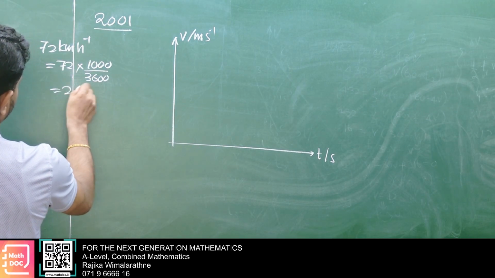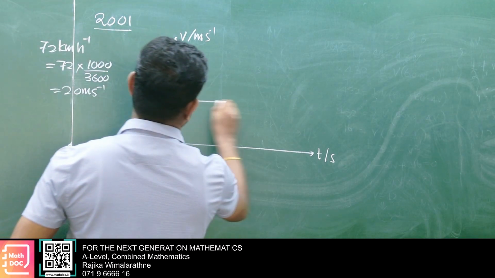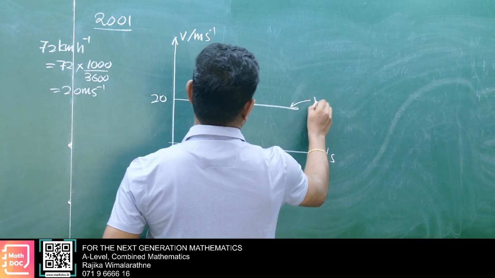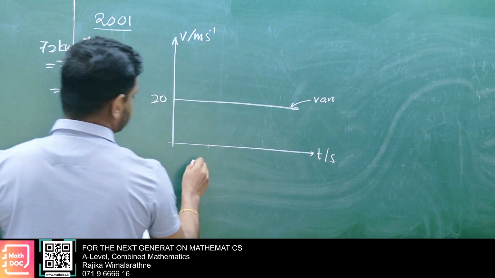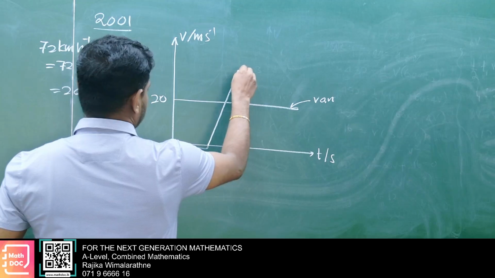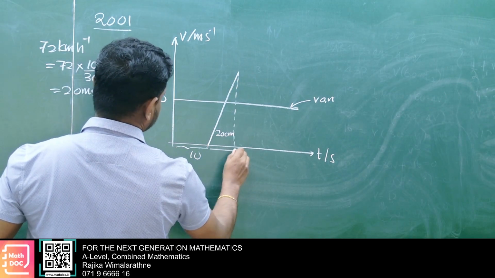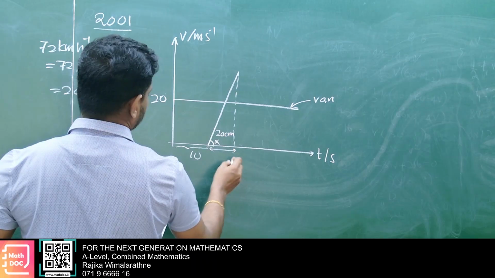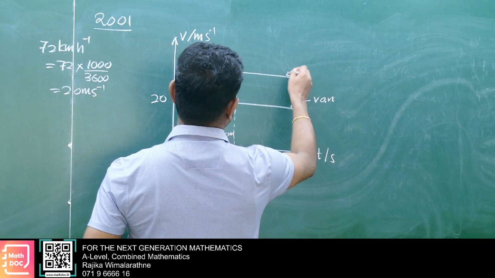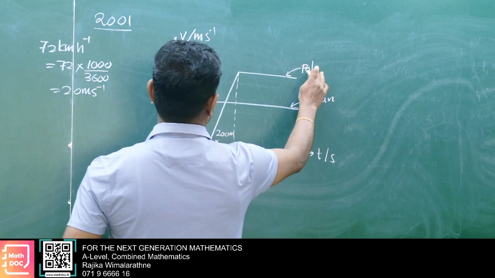Then simplify: 20 meters per second. Here the van has a velocity of 20 meters per second. Ten seconds later, the police car starts pursuing it. Then 200 meters with acceleration, taking time t, and then uniform velocity until it catches the police car.